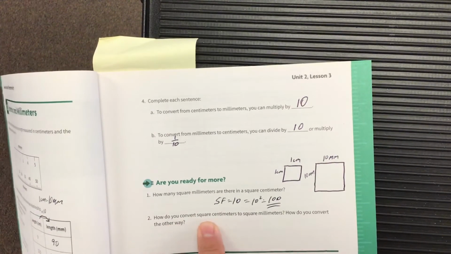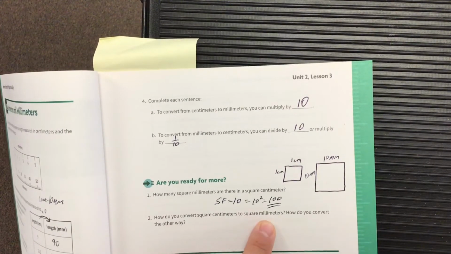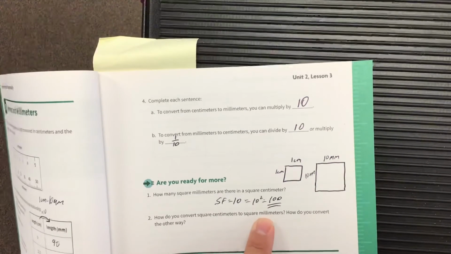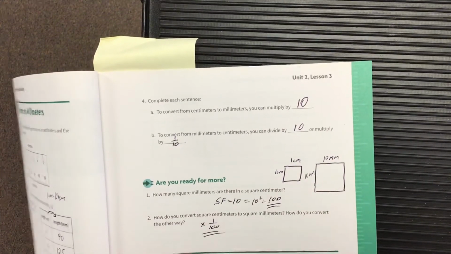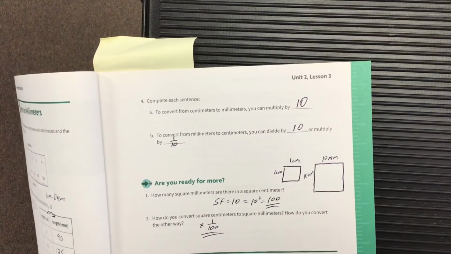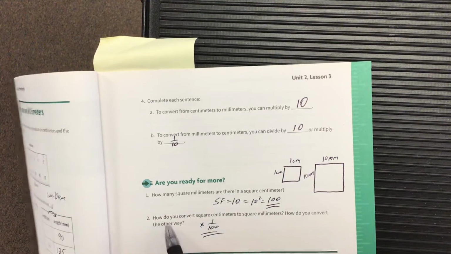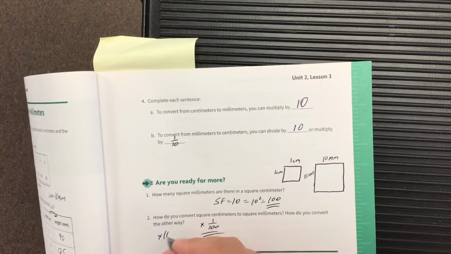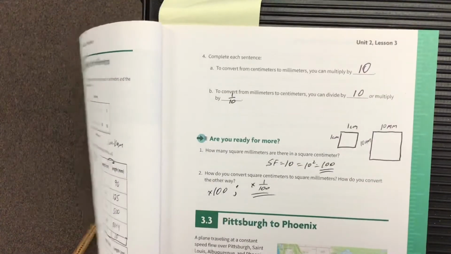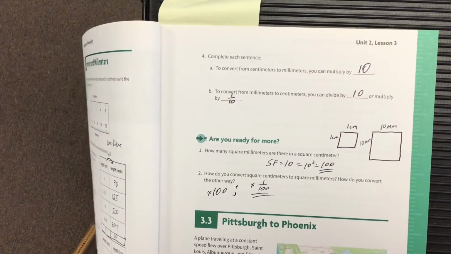How would you convert square centimeters to square millimeters? So how would you do the opposite of times 100? Divide by 100, or multiply by the reciprocal. You'd multiply by 1 over 100. We did answer the first conversion in number 1. It was times 100. The other way is times the reciprocal, or divide by 100, which means the same thing.